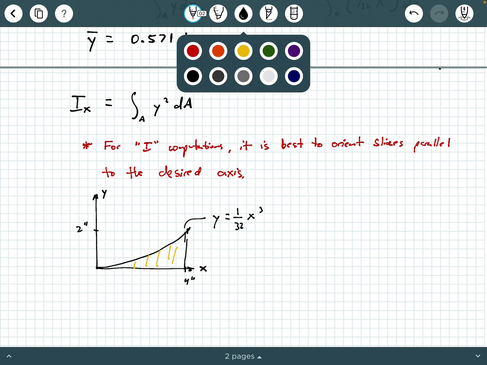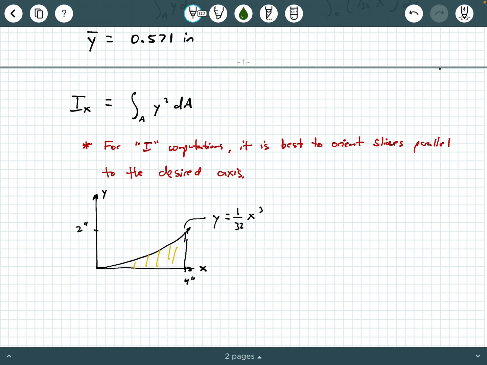So for this particular problem, we said let's look at horizontal slices. And again, that's based on this little asterisk: orient slices parallel to the desired axis. So when you look at this, you need to do a little bit of repackaging here, okay? So first, let's look at dA. What is this dA going to be?